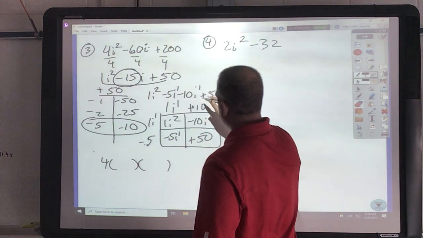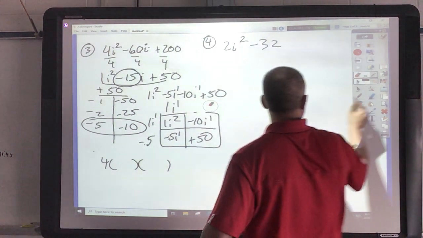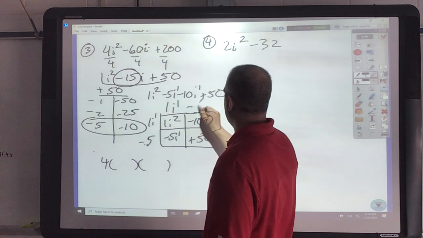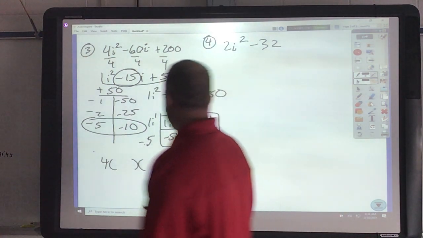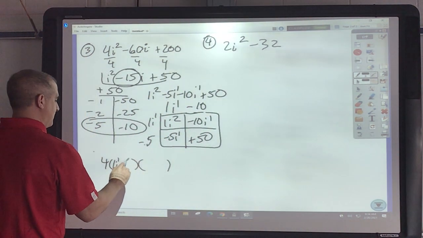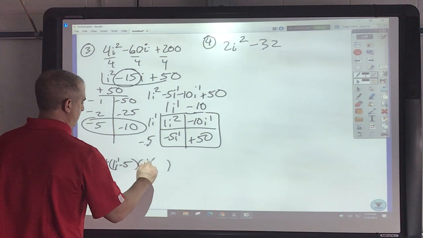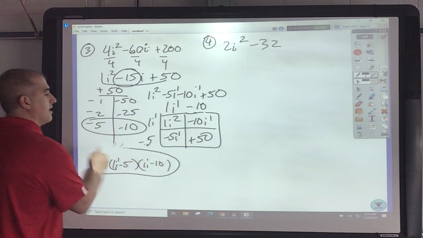Whoops, that should not be a plus. Hold on. Since there is a minus there, that would be minus 10. This has i, this doesn't. So this is 1i to the first minus 5, 1i to the first minus 10. Make sure you have the 4 in there, okay?